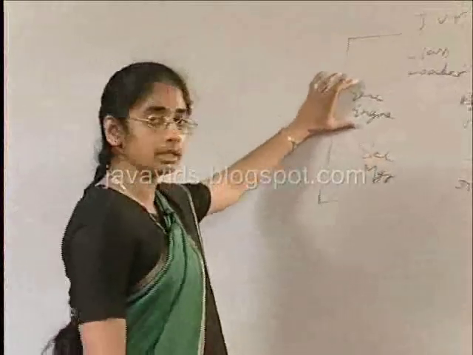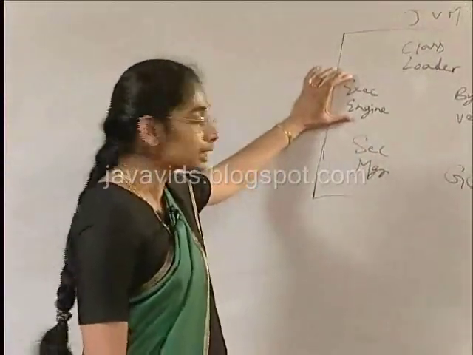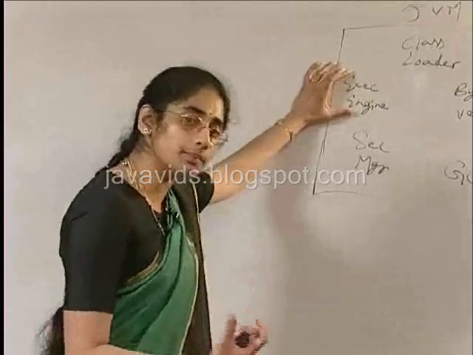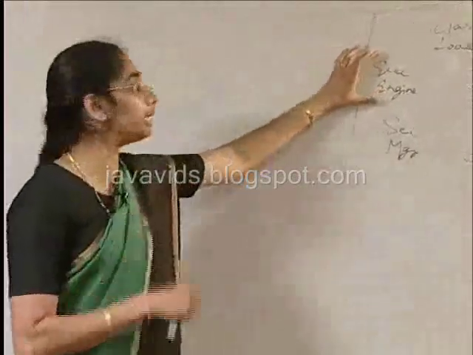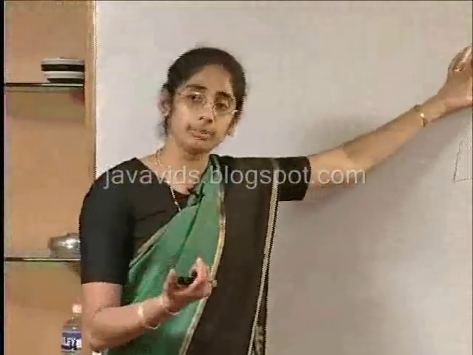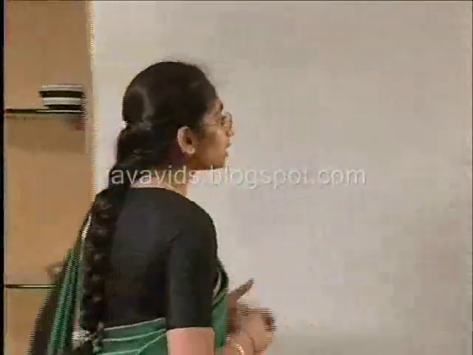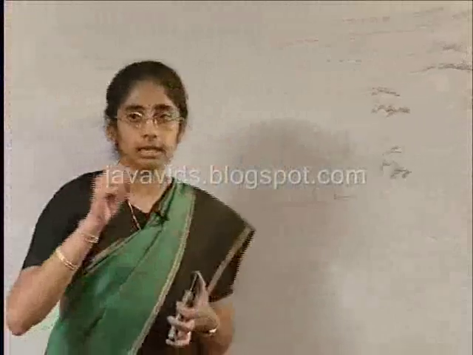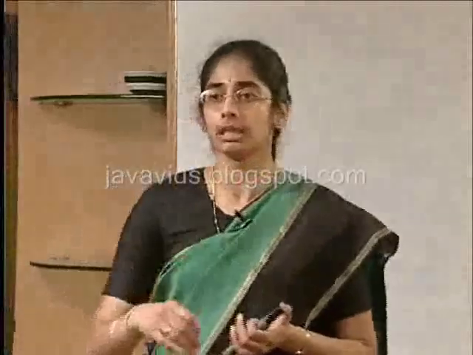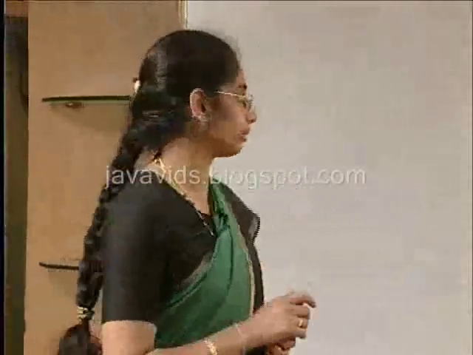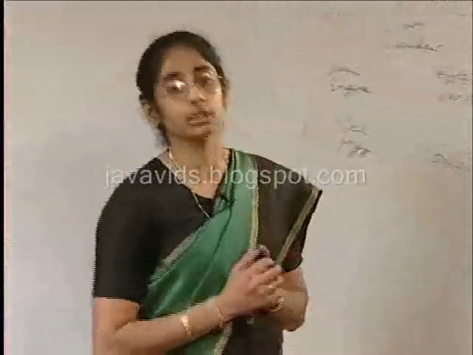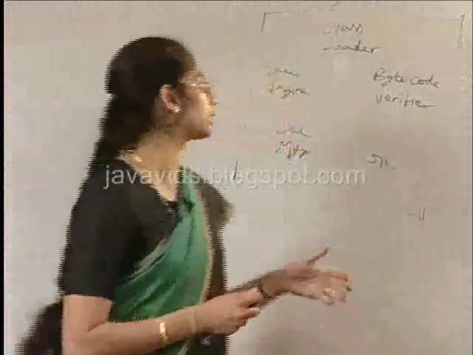Then the execution engine. The execution engine is the one which is actually responsible for converting your byte code to the machine code. It started as an interpreter in JDK 1.0 and 1.1, where every line was interpreted to machine code and executed. This was very slow. At that point, Java was slower by about 10 to 13 times than C++.